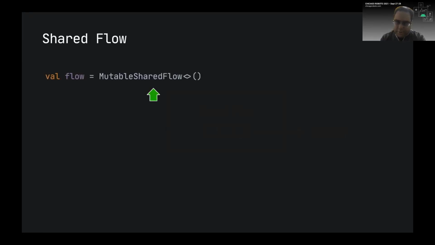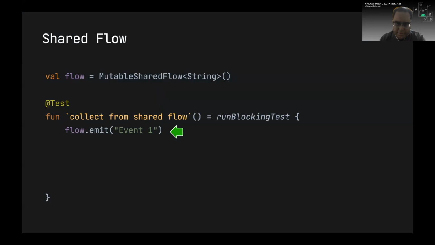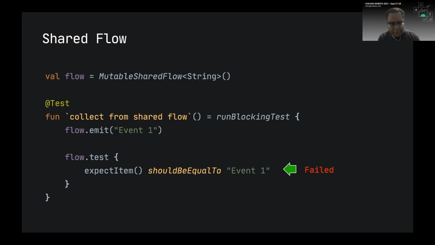So how do you set it up? Setting it up is very different. You don't have to specify a default value for the shared flow. So here is a shared flow of just a string, and then you could emit something to it. In this test, I'm emitting this string, and then I start to read from it. So this test is going to fail. Why does it fail? It fails because when you emitted something from your producer, the subscriber count was 0. You could do shared flow dot subscriptionCount to know how many subscribers there are. And right now you have 0 subscribers.